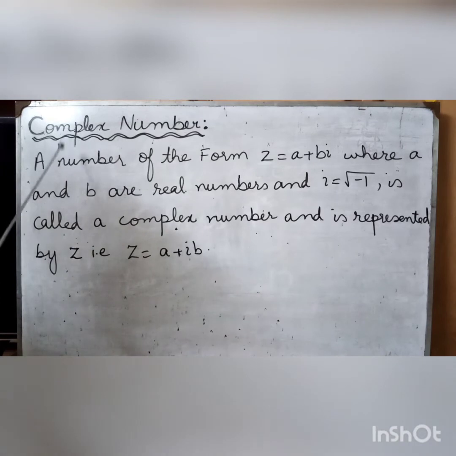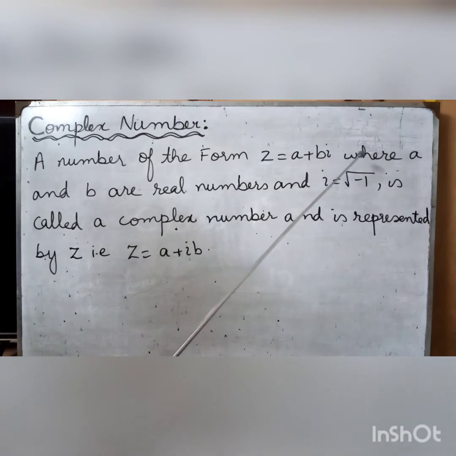Complex number. A number of the form z is equal to a plus b iota, where a and b are real numbers and iota is equal to square root of -1, is called a complex number and is represented by z, that is z is equal to a plus iota b.